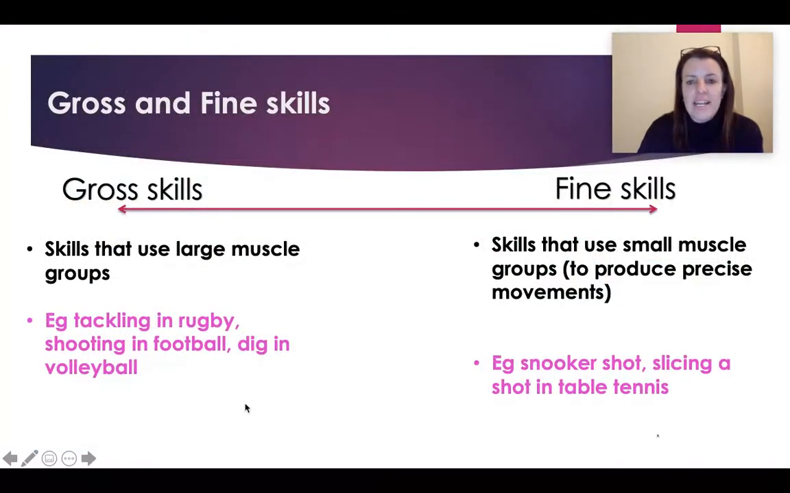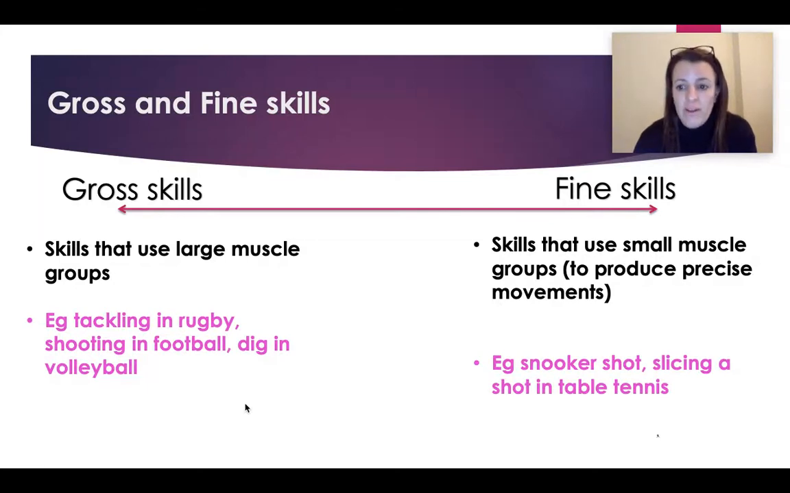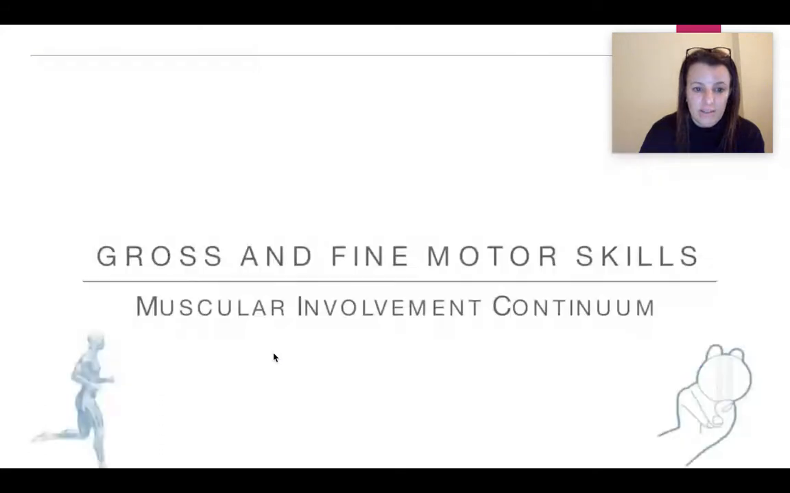Okay, and finally we have gross and fine skills. Gross skills are skills that use large muscle groups. So for example, tackling in rugby, shooting in football, or a dig in volleyball. It means that you are using normally both your arms and your legs to perform the skill. Fine skills are skills that use really small muscle groups to produce a really precise movement. So a shot in snooker, or throwing a dart, or slicing a shot in table tennis.